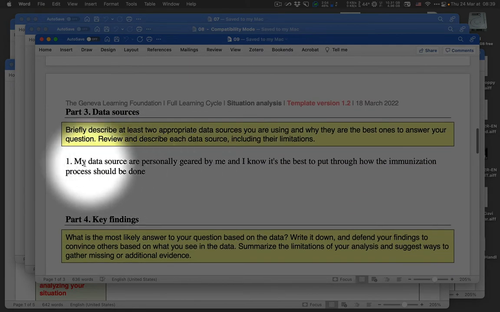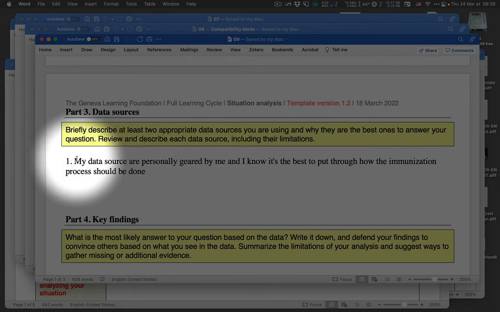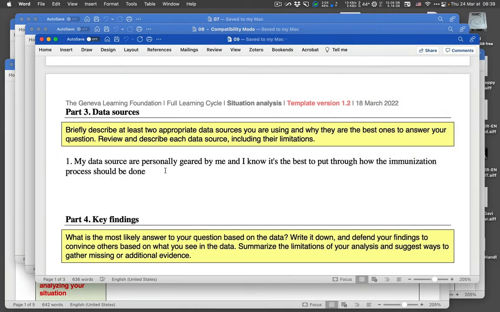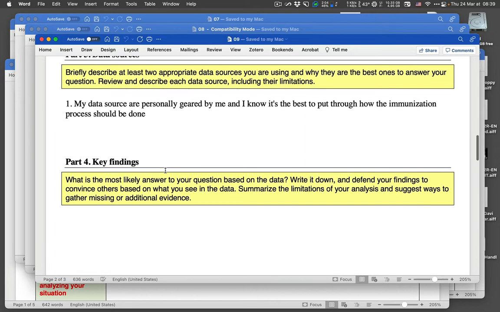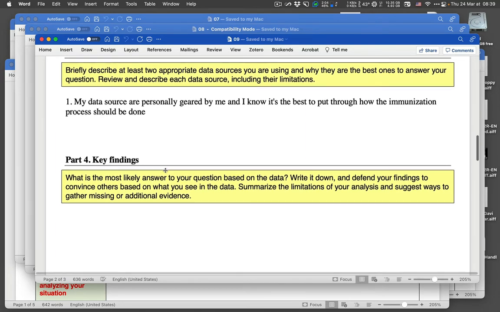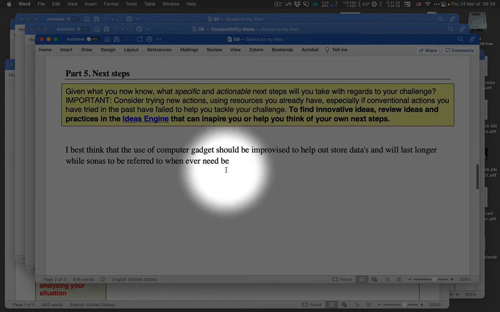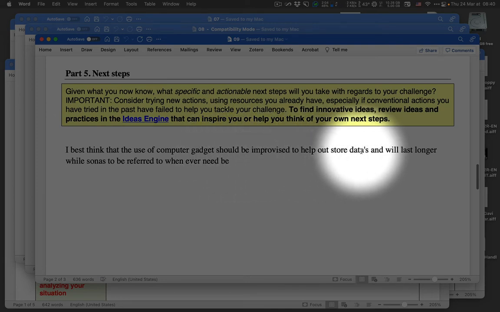Data sources, okay, personally geared by me, so it's legitimate to say I'm relying on my experience, that's my primary data source. But remember, this is public health, which is evidence-based, and at least have one other data source. So even administrative data, just to point out how unreliable it is, and that maybe you trust your experience for, could be one way to do it. Key findings have not been filled in. Next steps. The use of computer gadgets should be improvised to help outsource data.